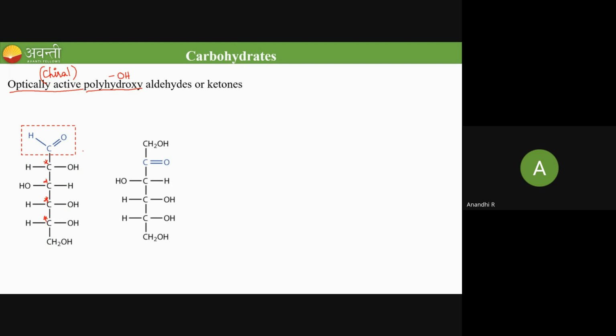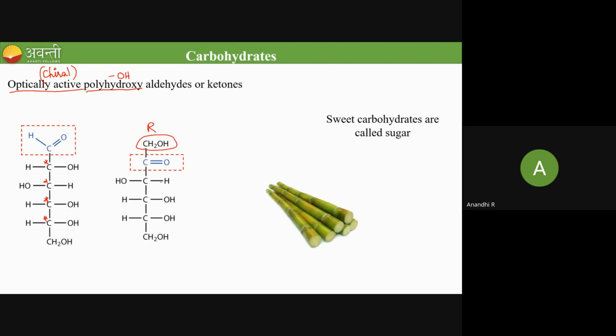And in the second compound, what is the functional group present? We have R, C double bond O, R, right? This is an R group, this is CO, and this whole part is R. So it is an optically active polyhydroxy ketone. Got it? So they are called carbohydrates, and sweet carbohydrates are called sugar. In sugar cane, we have sucrose. Sucrose is a carbohydrate, and it is a sweet carbohydrate. And in milk, you can see, right? What is the name of the carbohydrate present in milk?